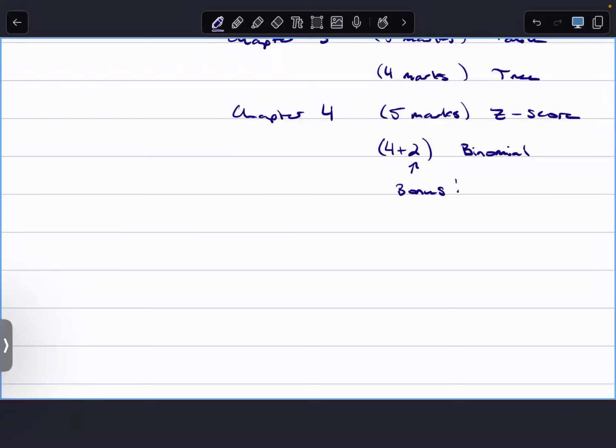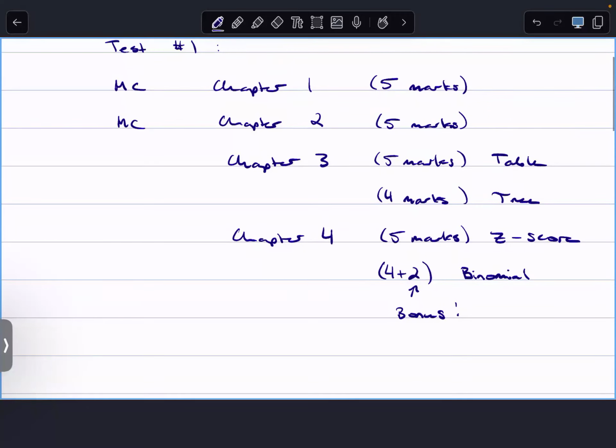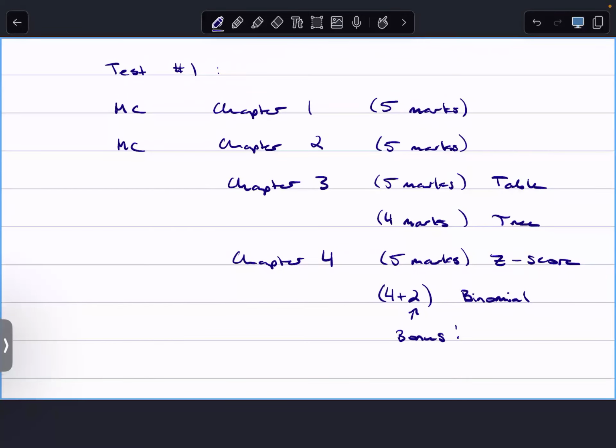Two bonus marks. Wow, the total's not that high. 5 and 5 and 5 and 5 and 5 and 5 and 5. No. But close. 2 bonus marks can make a huge difference, right?